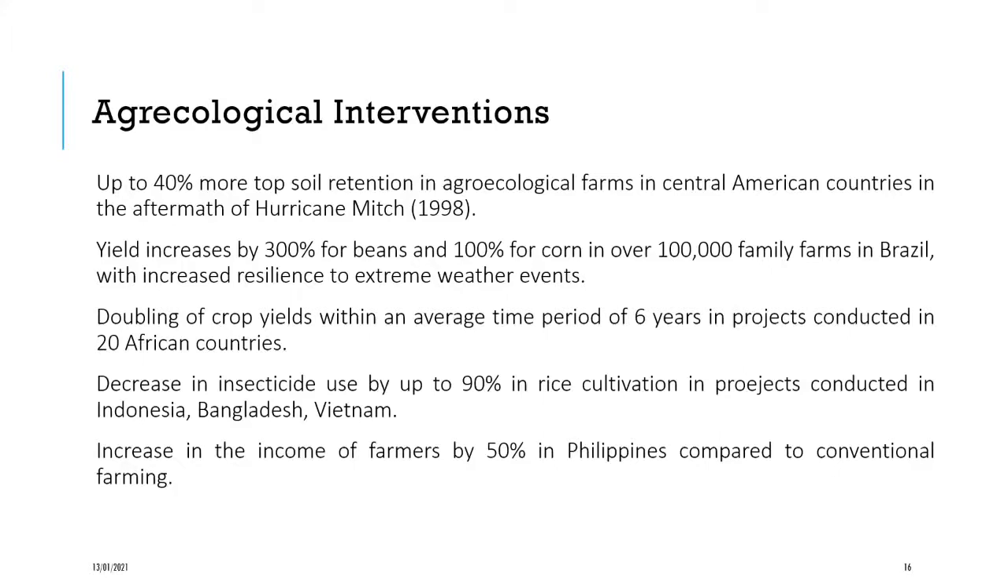Similarly, you had a decrease in insecticide agrochemical use by up to 90% in rice cultivation in projects that were conducted in Indonesia, Vietnam, Bangladesh, and other Southeast Asian countries. So these are some of the success stories of how agroecological interventions work.